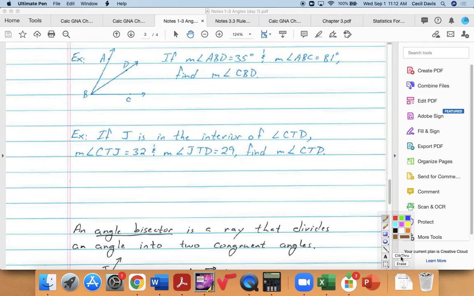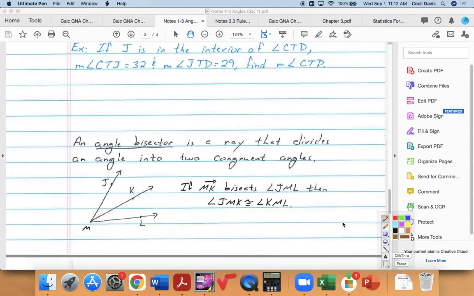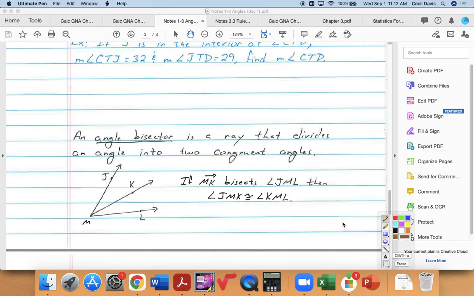All right. With a segment, what was it that split a segment into two congruent parts? The midpoint. The midpoint divides the segment into two congruent segments. Just like that, an angle bisector is a ray that divides an angle into two congruent angles. So this works exactly like the midpoint works. It's going to take that one angle and divide it into two parts that are congruent to one another.